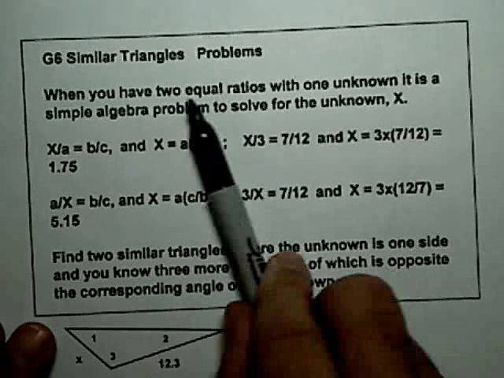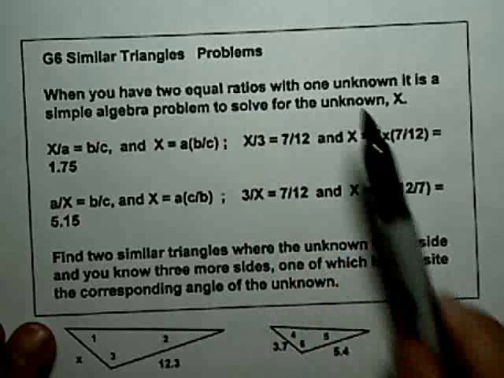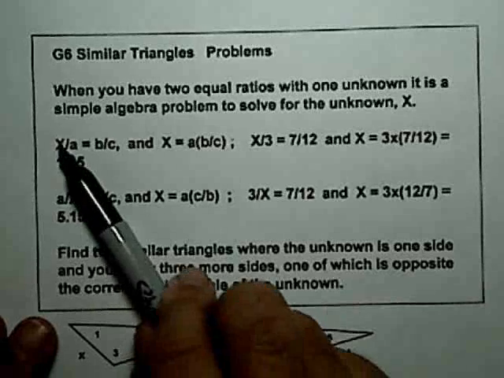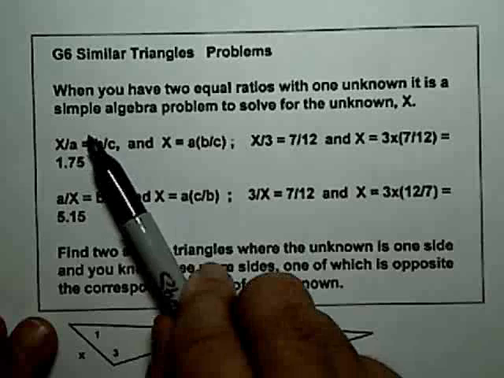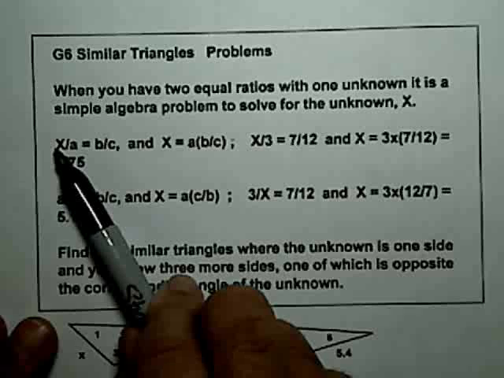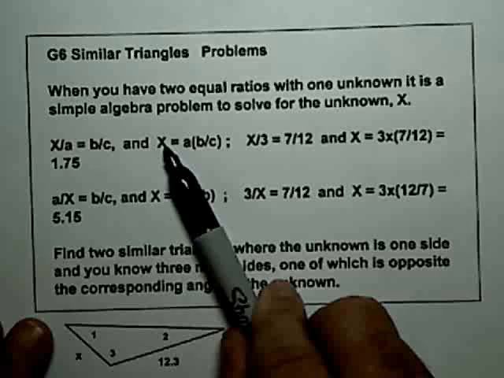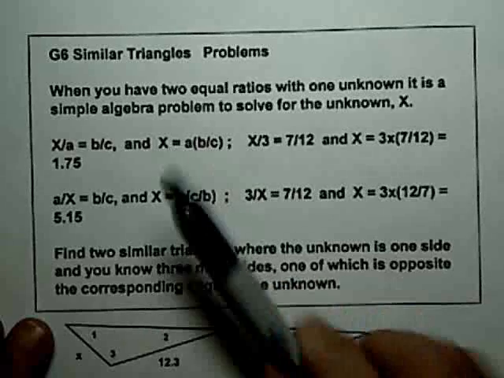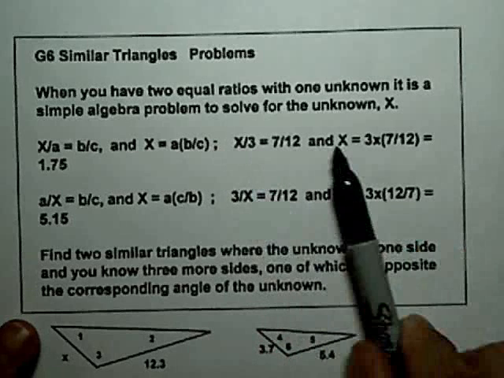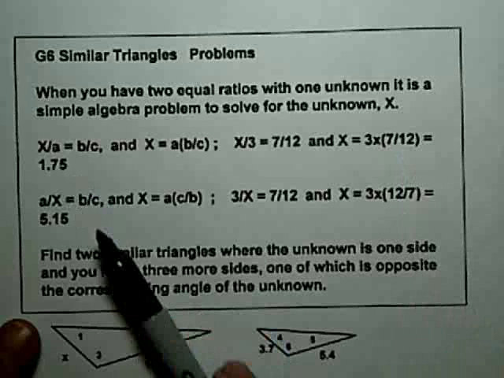Suppose you have 2 equal ratios, and one of the things is unknown, but you know the other 3. So for example, suppose you had the unknown X divided by A was equal to B divided by C. So A, B, and C are knowns, but X is the unknown. Well, we learned in algebra this is a very simple linear equation to solve. The solution, X is just A times B over C. And then I gave you an example over here. X over 3 equals 7 over 12. That means that X equals 3 times 7 over 12, which is 1.75. And that dropped down to here.